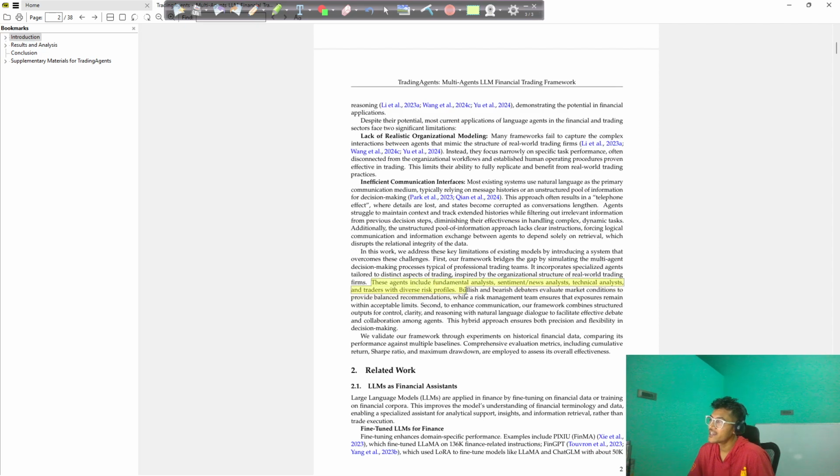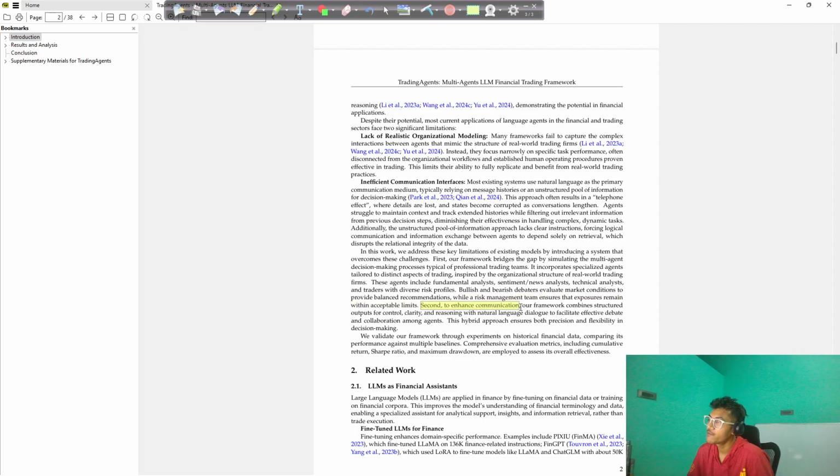These agents include fundamental analysts, sentiment news analysts, technical analysts, and traders with diverse risk profiles. Bullish and bearish debater agents evaluate market conditions to provide balanced recommendations, while a risk management team ensures that exposures remain within acceptable limits.